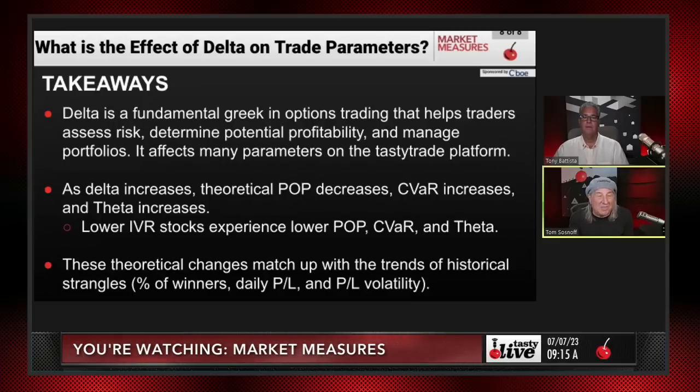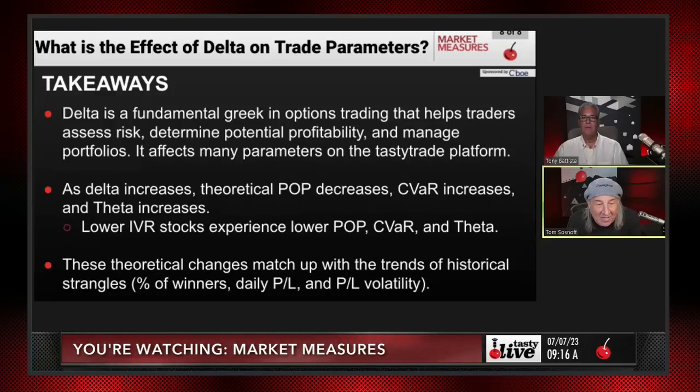Let's just think about that for a second. As delta goes up, meaning as you go from a 15 to a 20 delta strangle to a 25 delta strangle to a 30 delta strangle, the theoretical probability of profit is always going to decrease with the higher delta strangles. But the CVAR, because that's your tail risk, is obviously going to go up because you're selling bigger options. But your theta, that's the saving grace, the offset, is going to increase as well, so you can make more money and make it in a shorter period of time.